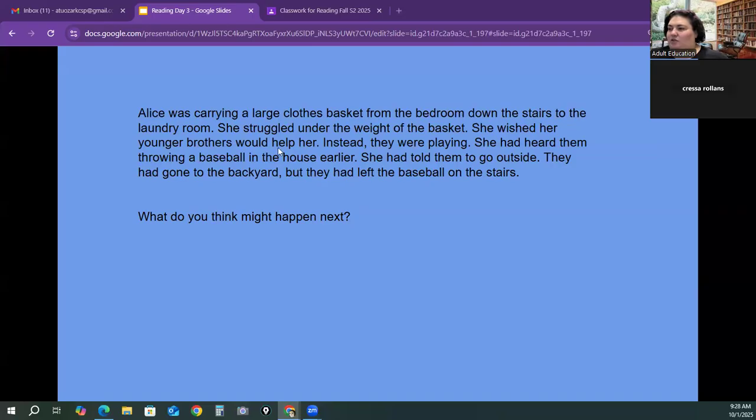It talked about her little brothers playing with the baseball in the house and the fact that they had left that ball on the stairs. Anytime there's something on the stairs and you can't see where you're going, a lot of times you're going to trip on it, especially if it's something round like a baseball. That's the inference that I'm making, is that she is going to trip.